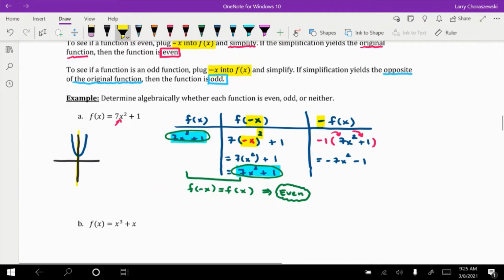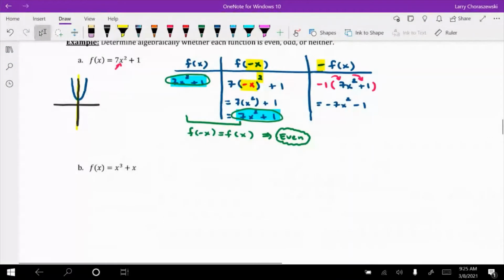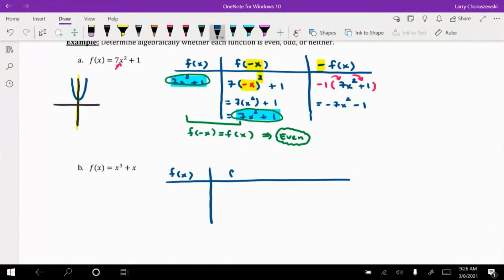All right, let's try this again with the function in part B. We'll make our little table. First column for f of x, second column for f of negative x, and then third column for the opposite of f of x.